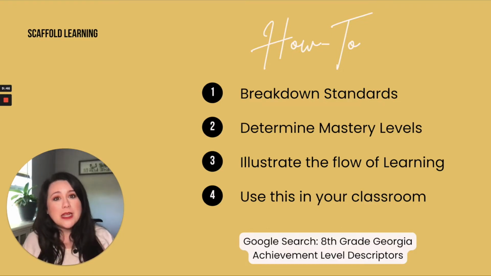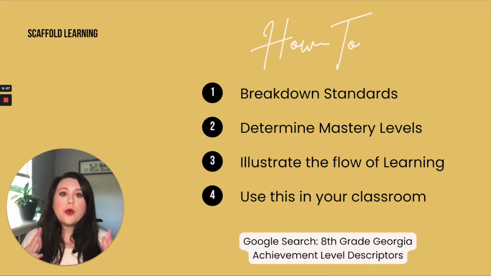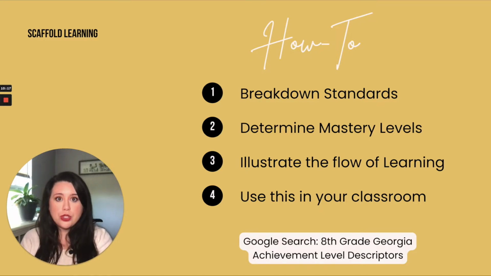So many state standardized tests break students up into categories. Our state, Georgia, uses beginning, developing, proficient, and distinguished. So what we are going to do is categorize what that looks like with our geography standards. We want to break down the standard, and then to take it a step further, we want to determine what those different mastery levels will look like. So if the student is in a beginning category, what is that student able to do?